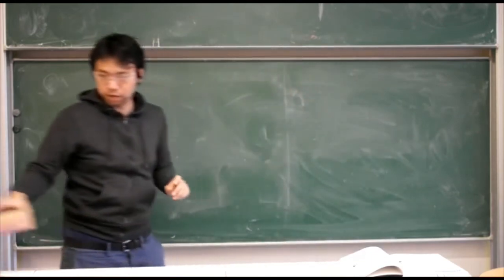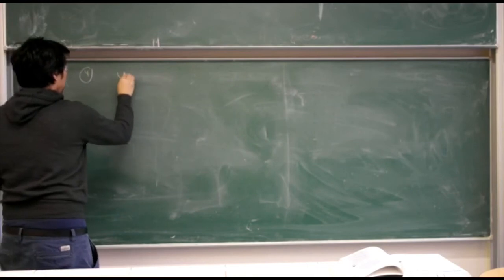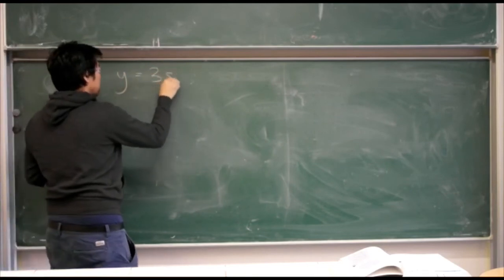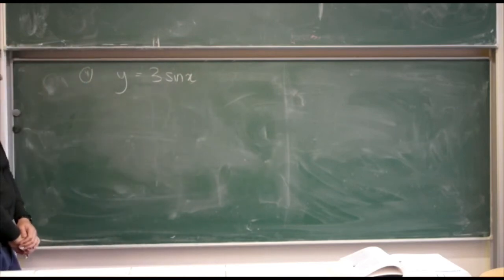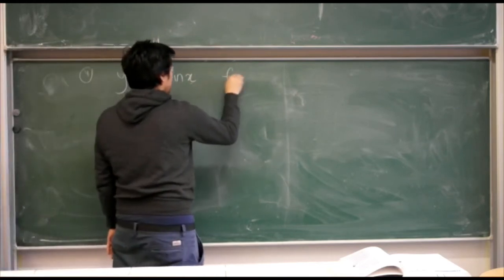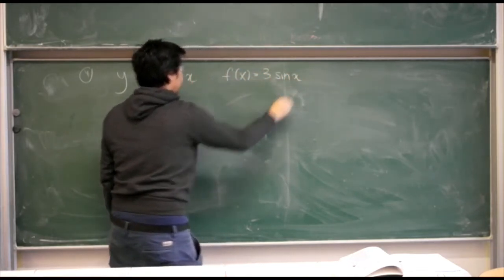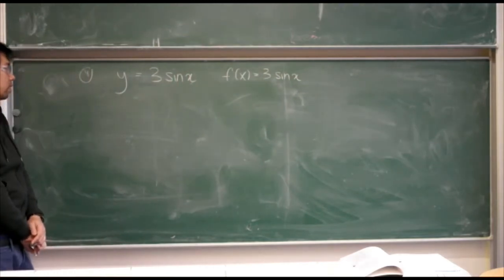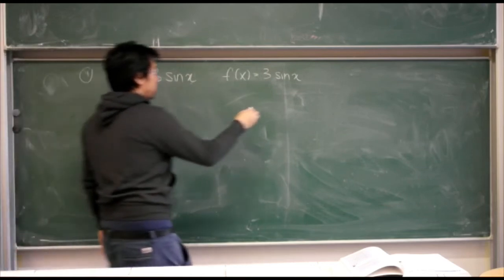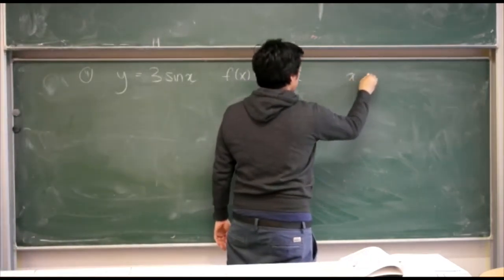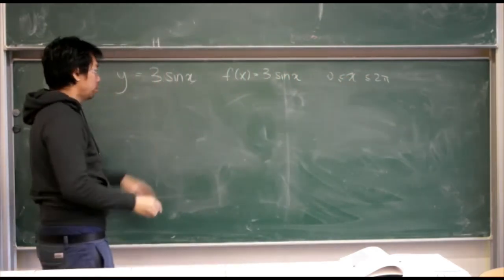Okay, so the next graph we will learn is the fourth graph. Let's say y equals 3 sine x. So how will the graph look? Or I can also write it as f(x) equals 3 sine x. It's the same thing, alright? The y-axis could be y or f(x). The domain is the same, so the domain again is between 0 and 2 pi.